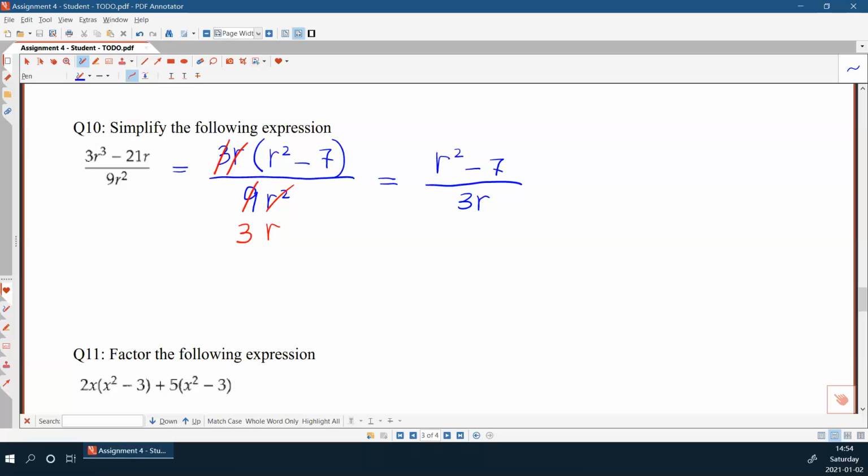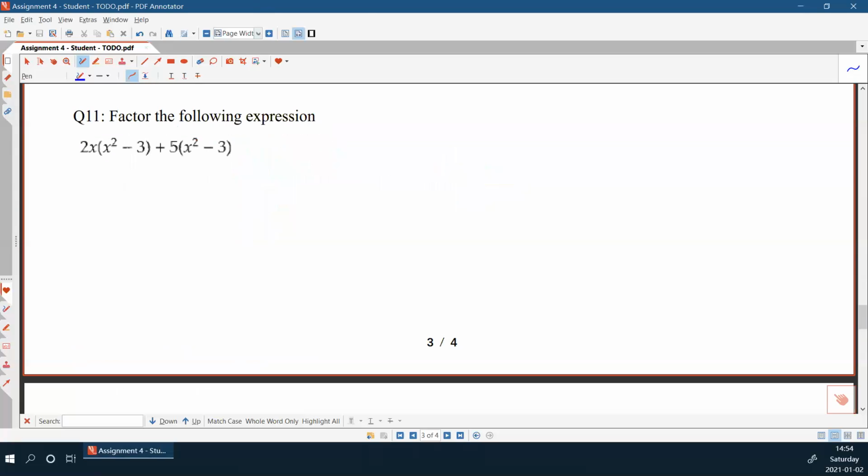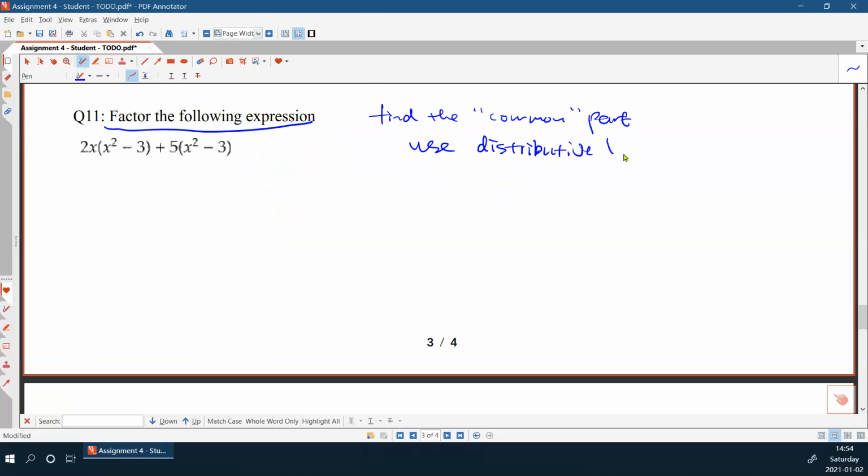Okay, any questions? No? Okay, let's see the next one. Question 11, factor the following expression. Okay, to factor an expression, you need to find the common part, right? Find the common part and use the distributive law to put the common part in front.